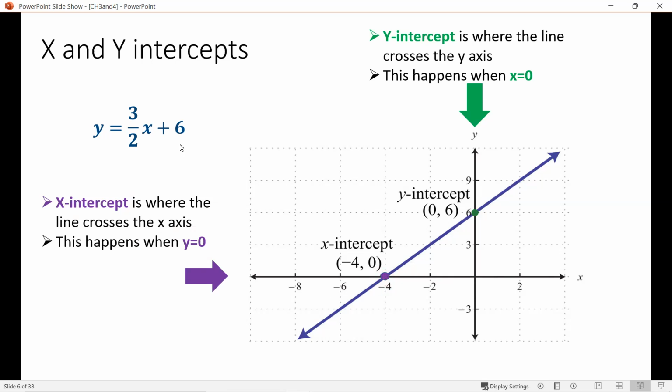The way to find these: to find the x-intercept, you can just set y equal to 0 and solve. To find the y-intercept, you can set x equal to 0 and solve.